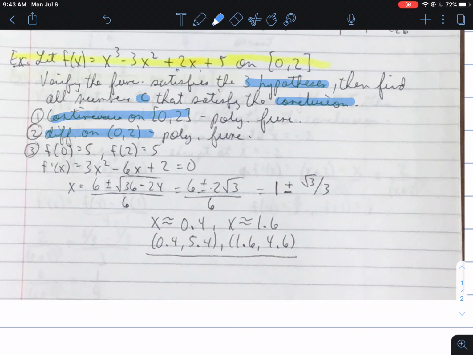But then for Rolle's theorem, we also have to look at the endpoints and verify that the function value at each endpoint of the interval is the same. And if you plug 0 into that function, so I'm plugging in f of 0, the left endpoint. If you plug in 2, I'm plugging 2 into our function, the right endpoint. In both cases, you will get 5, so those function values are indeed equivalent.